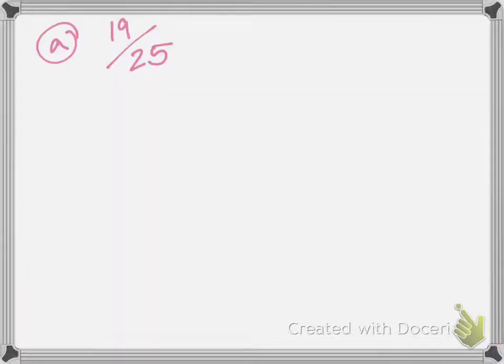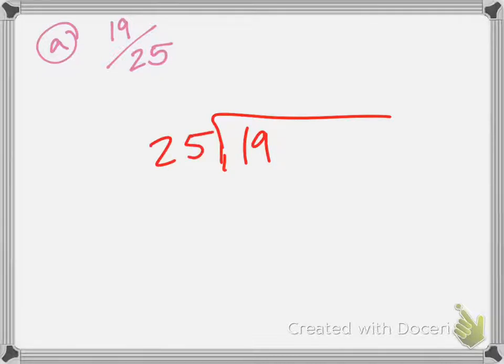So let's look at this first one. Edson, what did you do? So first we put the first number inside the top and then the second one outside. So what did you get as your answer? I got... What did you get as your answer, Edson?